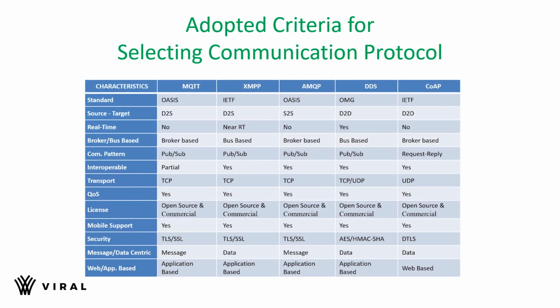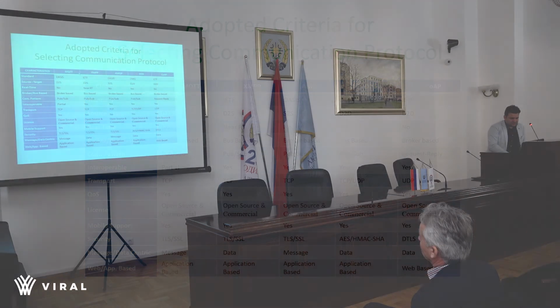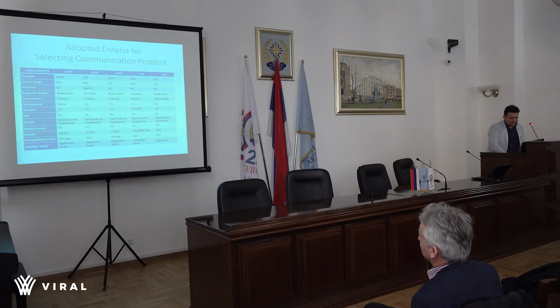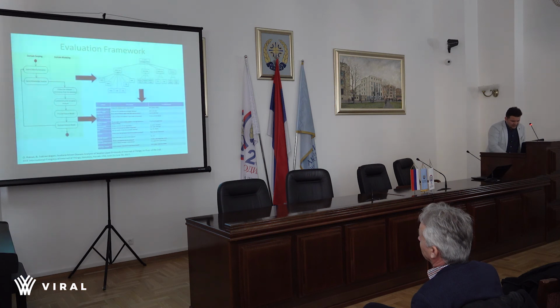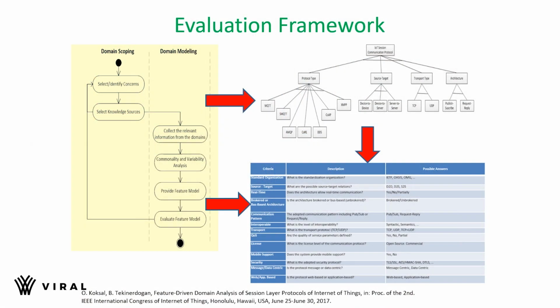So if, for instance, you want to use request-reply software architecture, of course, you have to use the CoAP protocol. If you want to use publish-subscribe, you have four options. This was the adopted criteria for selecting the communication protocol. As I have shown you, this starts with domain modeling. We have prepared the feature models, and then we prepared this table.